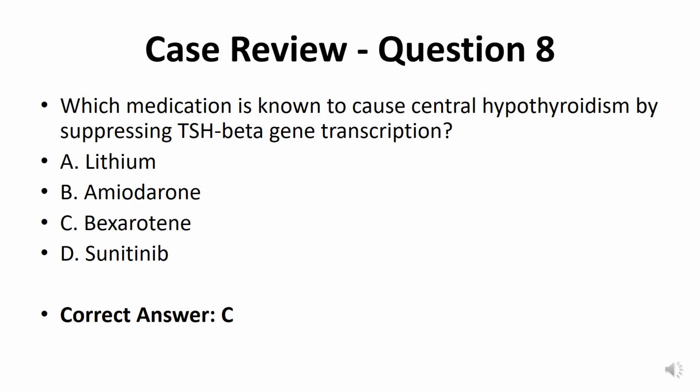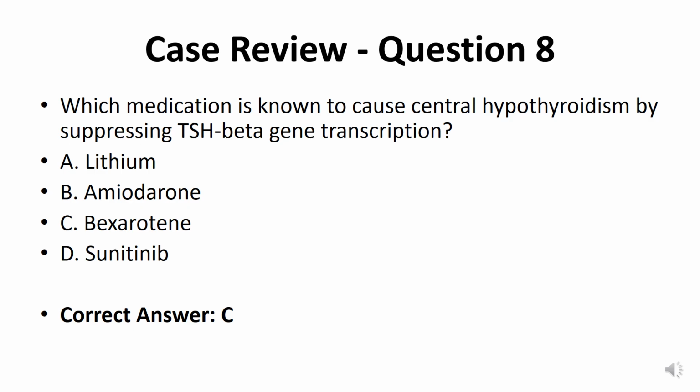Patients may gradually develop fatigue, weight gain, cold intolerance, constipation, or slowed metabolism. Because TSH may not rise normally, diagnosis can sometimes be missed if clinicians only focus on TSH screening alone. Now let's briefly review the incorrect options. Option A, lithium, commonly causes hypothyroidism by inhibiting thyroid hormone release directly from the thyroid gland. That produces primary hypothyroidism rather than central hypothyroidism.